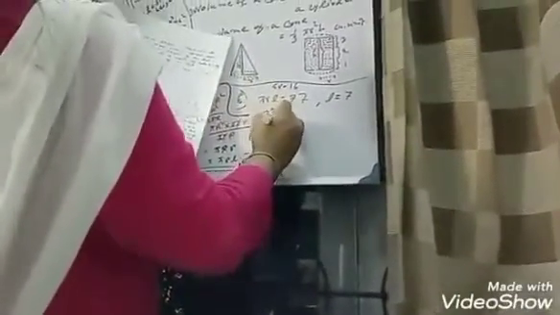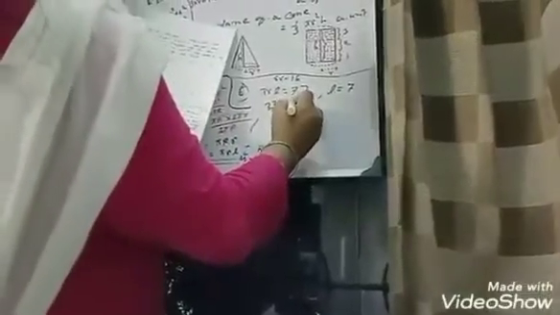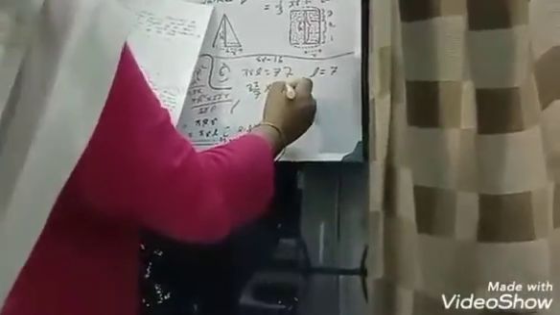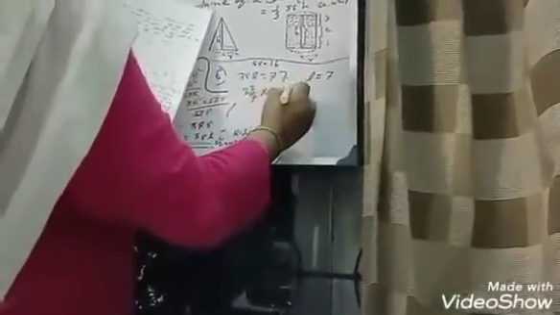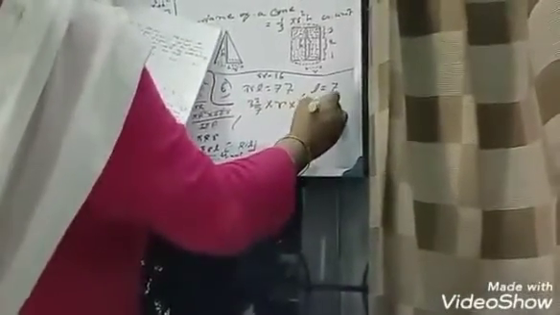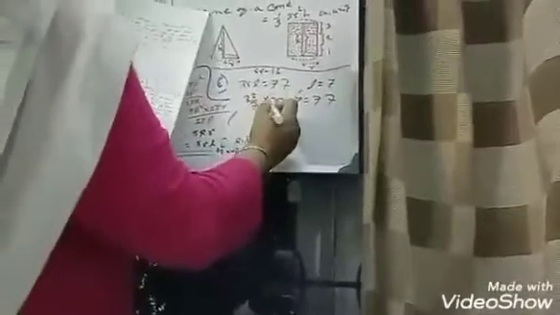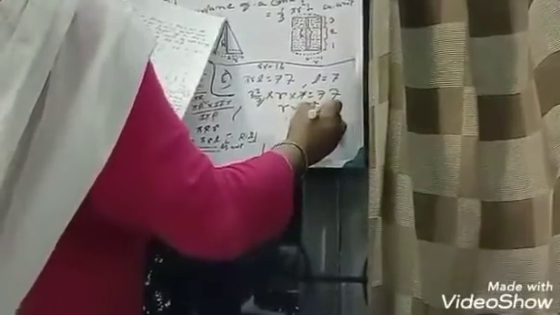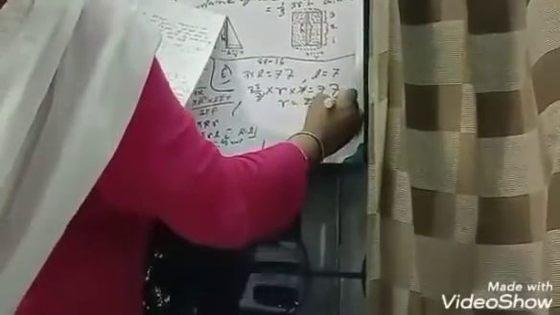Just put the value here. 22 by 7, R we don't know. We have to find the value of R. Then 22 by 7 into R into L, that is 7, is equal to 77. Just do this calculation part. We will get R as 7 will be cancelled, and it is coming 77 by 22. 11 2s are 11, 7s are 7 by 2, which gives us 3.5.